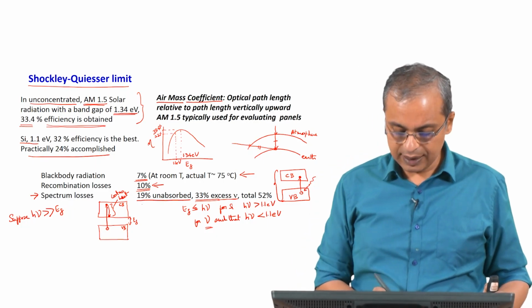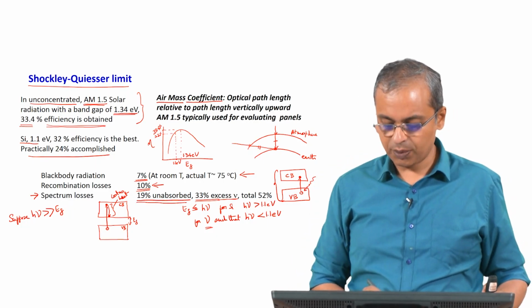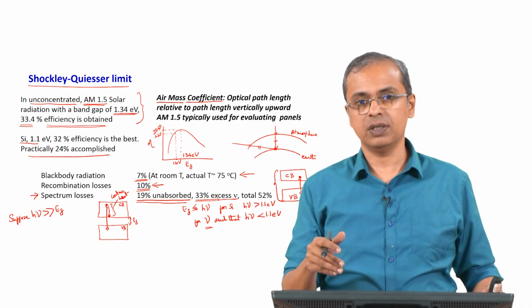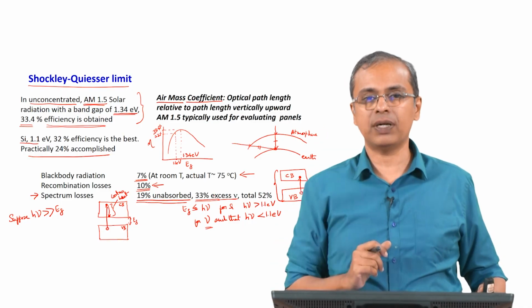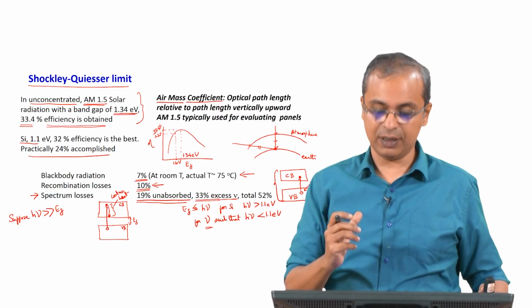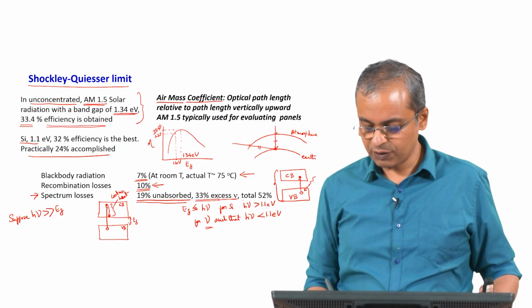So, if you simply look at the 19% that is unabsorbed and the 33% excess that is lost, because only energy close to the band gap value is going to get usefully captured, between the two of them you have already lost 52%.